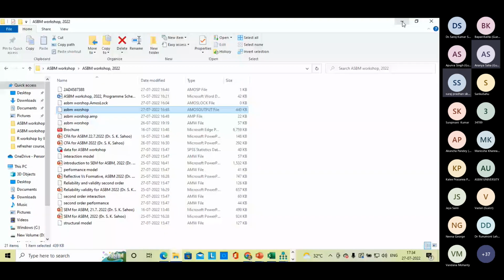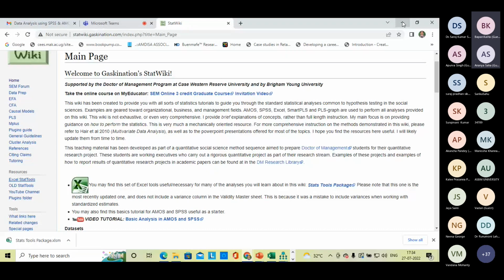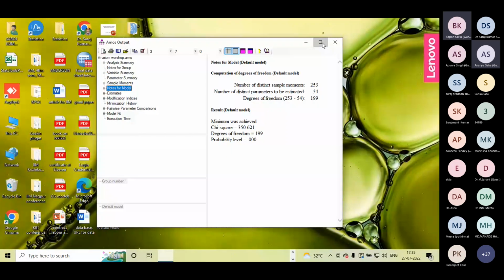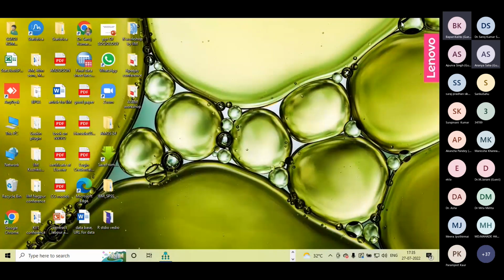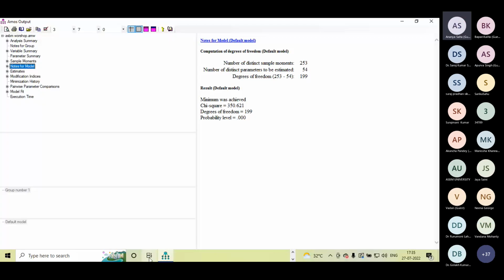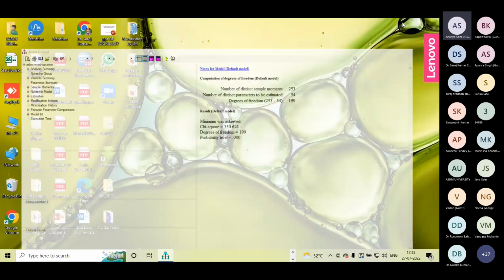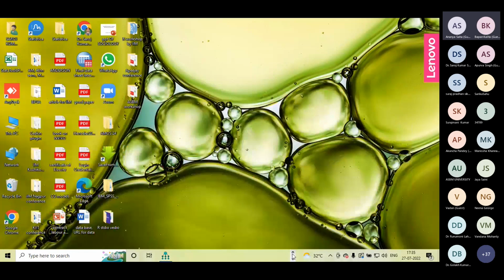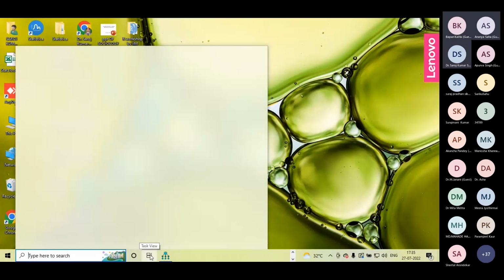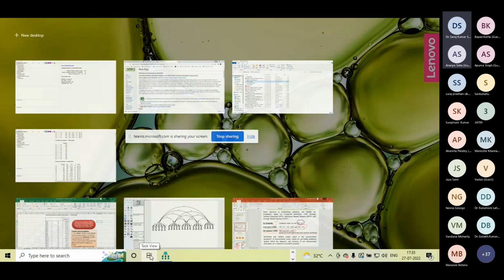Sir, whatever I copied first, should I paste it before copying others, or do I have to copy everything together? No, no, one by one you have to do, sir. What you are doing, one by one.